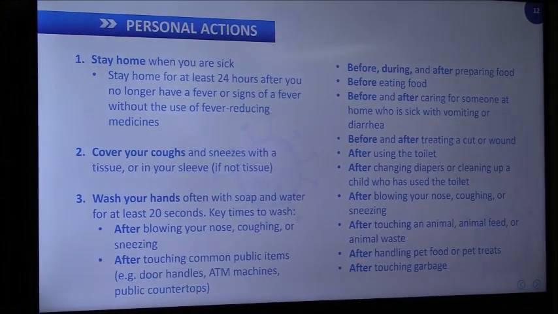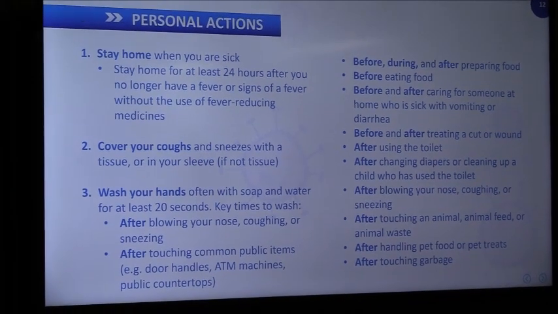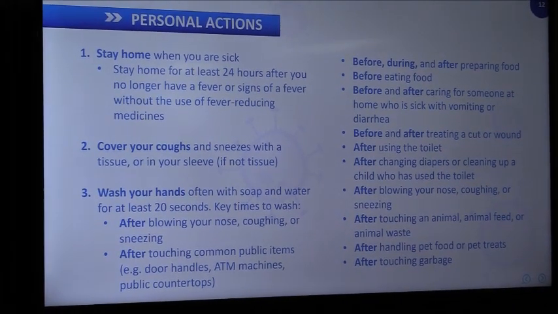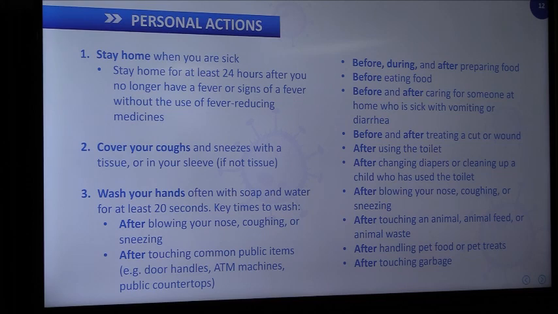Then next, of course, keep your house clean and stay at home. If you're sick, stay at home. Stay at home for at least 24 hours after you no longer have a fever or signs of fever without using any fever reducing medicine. Cover your coughs and sneezes with a tissue or in your sleeve. Of course, wash your hands for at least 20 seconds.